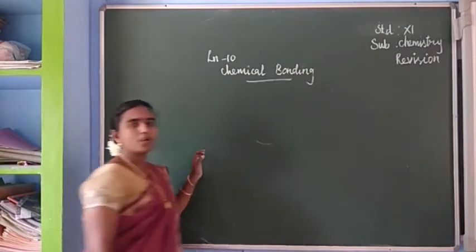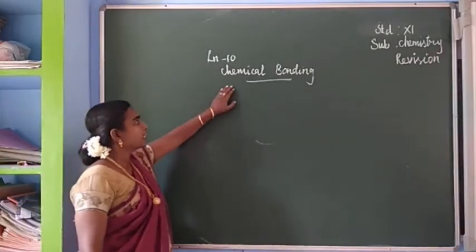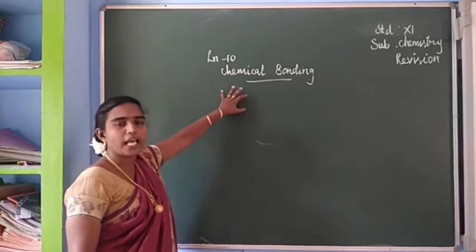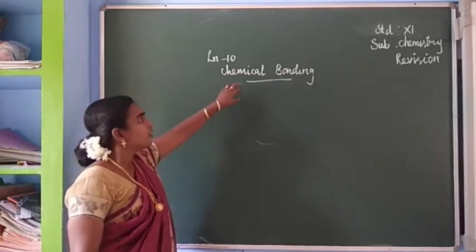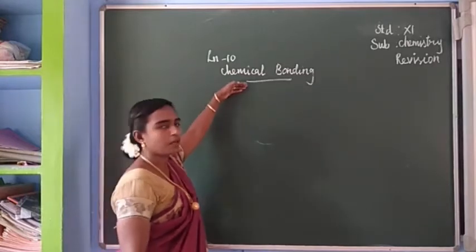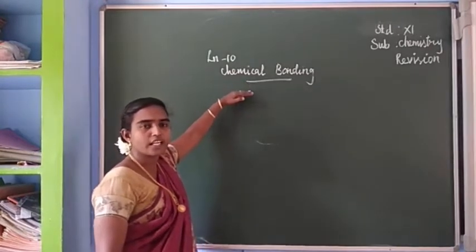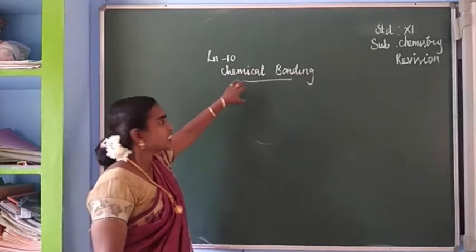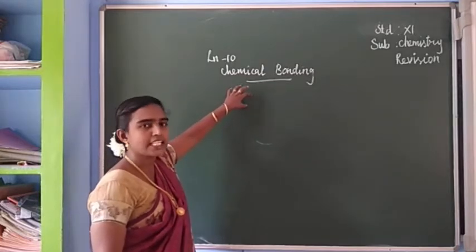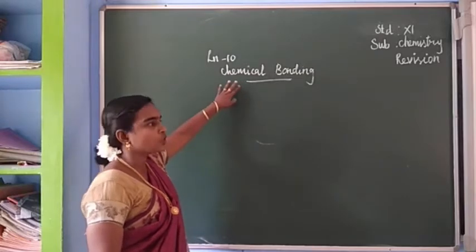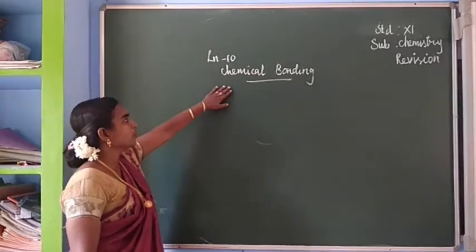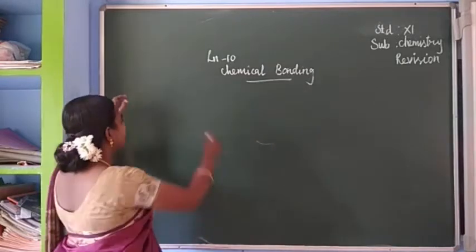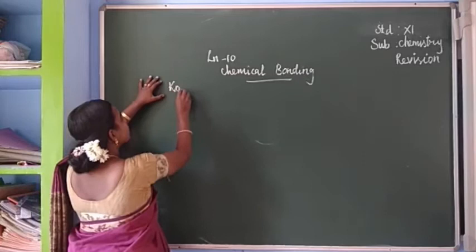So chemical bonds are nothing but the interatomic attractive force which holds the constituent atoms or molecules together, and that is called a chemical bond, isn't it? So the definition of a chemical bond is the interatomic attractive force that holds the constituent atoms or molecules. The first approach related to the chemical bond is the Kossel-Lewis approach.